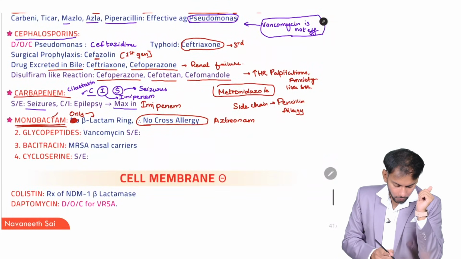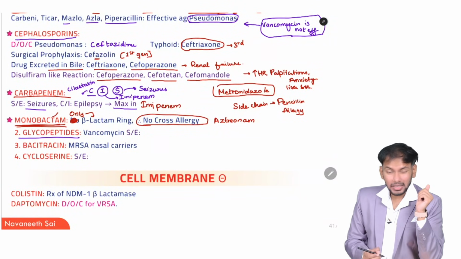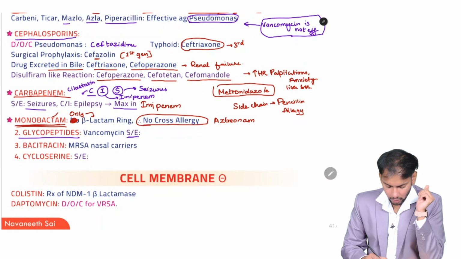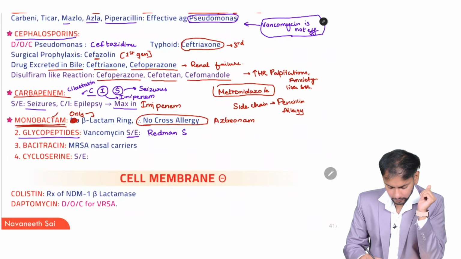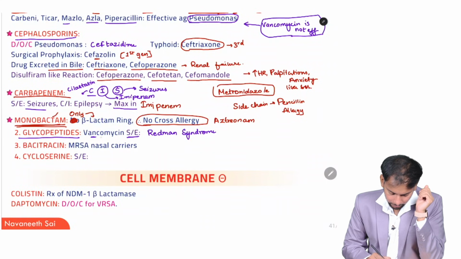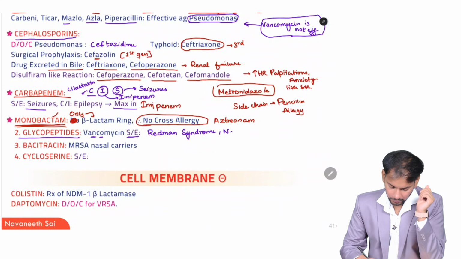Done. Now, we are done with beta-lactams. Next class is glycopeptides. In glycopeptides, we have something known as vancomycin. What are the side effects of vancomycin? It will cause red man syndrome. You can see in the name itself, N for nephrotoxicity, O for ototoxicity. It will cause nephrotoxicity and ototoxicity.